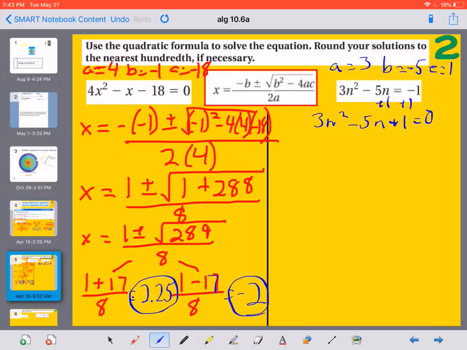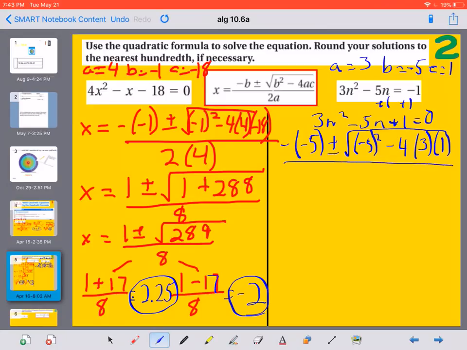So, put this into our quadratic formula. B is negative 5 plus or minus the square root of negative 5 squared minus 4 times a, which is 3, times c, which is 1, all over 2 times 3.